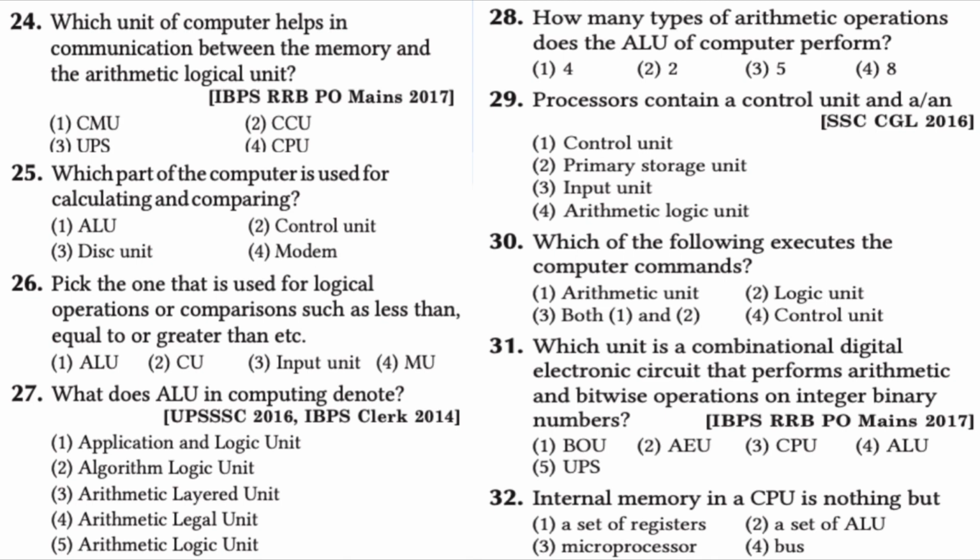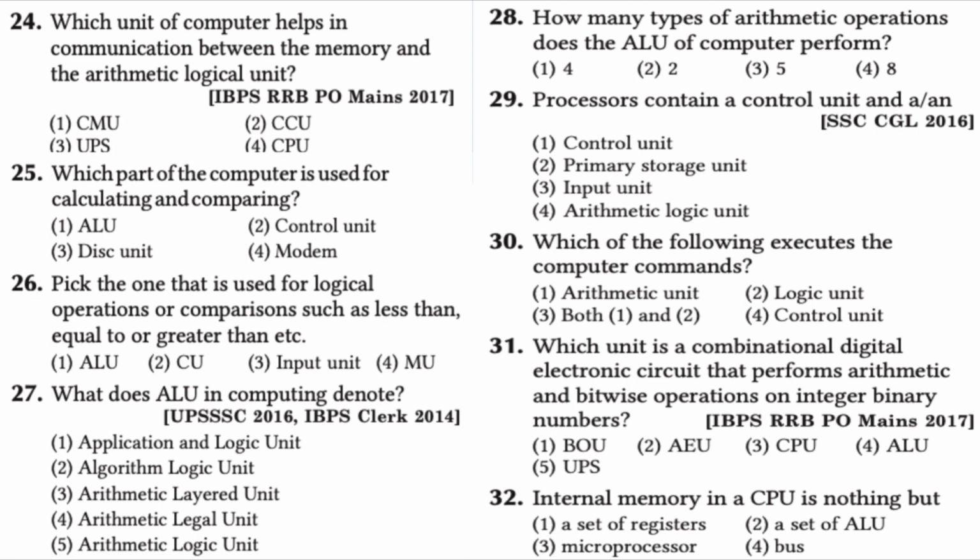Starting with question 24. Which unit of the computer helps in communication between the memory and the arithmetic logical unit? Here the correct answer is 2. CCU, also known as the central control unit. The CCU manages communication between the memory and the arithmetic logical unit, ALU, in a computer system.